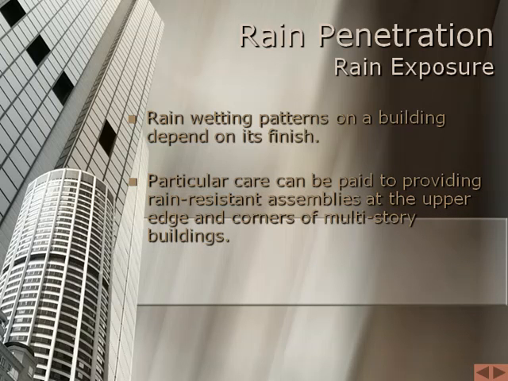Particular care can be paid to providing rain-resistant assemblies at the upper edge and corners of multi-story buildings, and employing features such as cornices to direct rain off the building face. Roof overhangs have long been effective in reducing rain exposure of low buildings. Sloped roofs also ease windward wall wetting by reducing lateral wind and hence water movement at the wall and roof intersection.